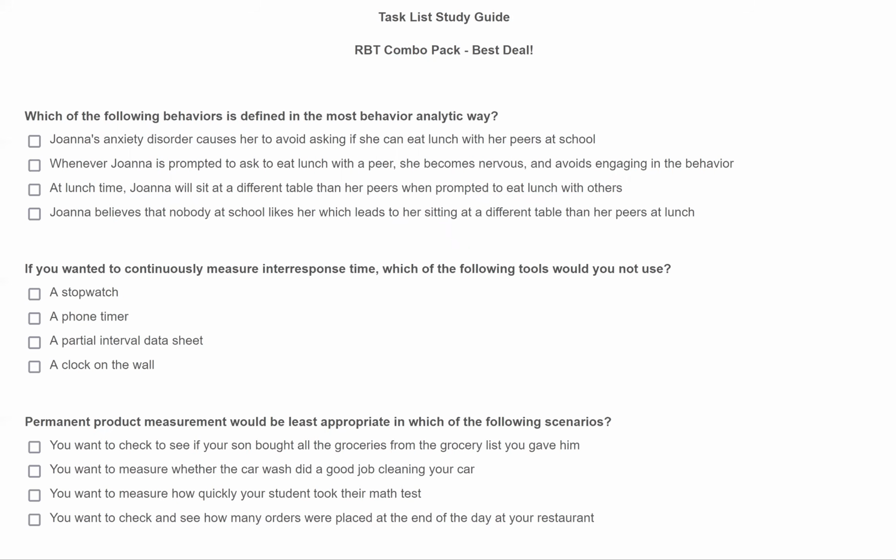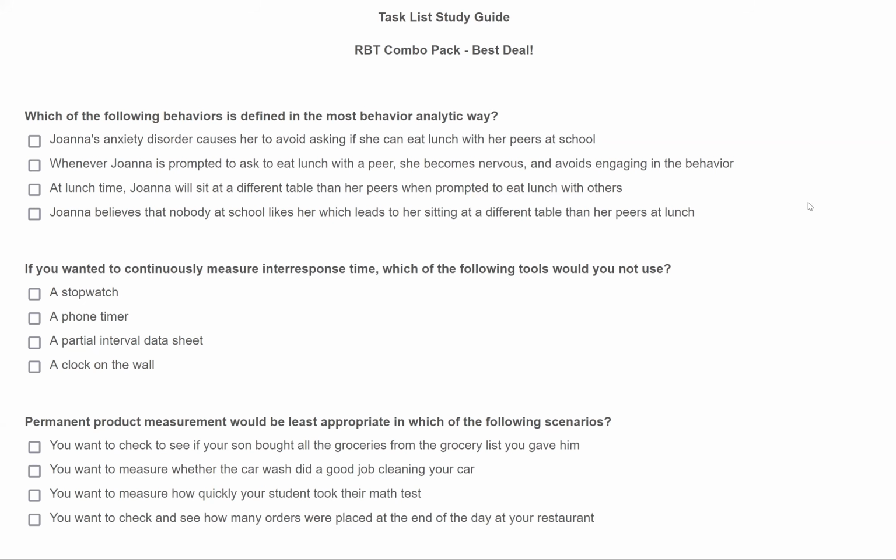So if we're going to describe a behavior in a behavior analytic way, what that really means is we're going to be observable and we're going to be measurable. That's what we want. What's observable, what's measurable. That immediately eliminates things like opinions and feelings and blaming it on diagnoses, those kind of things. We only want to define behavior in a way that is observable and measurable.